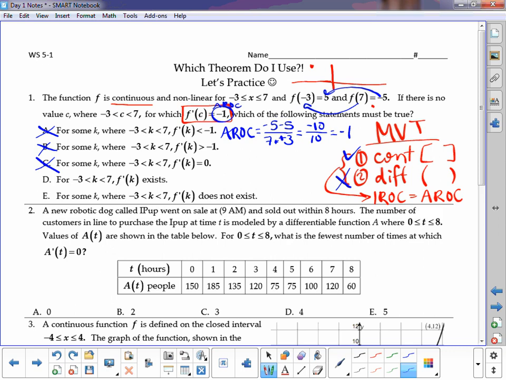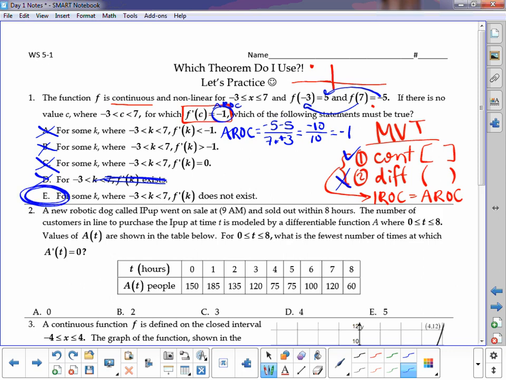D, for some time within the interval, the derivative exists. No, that's actually the exact opposite of what we're looking for. We need that the derivative does not exist. So this is a huge no. Alright, E, please let it be. For some k in that interval, the derivative does not exist. And that is our winner.